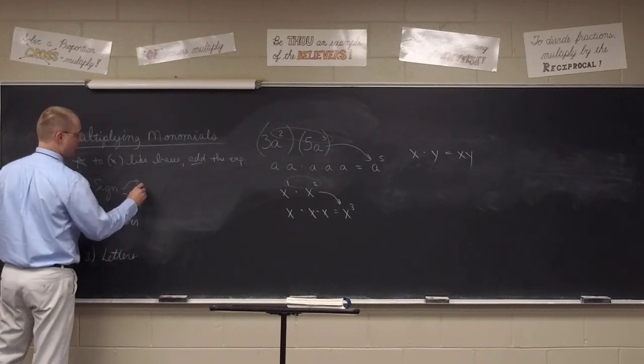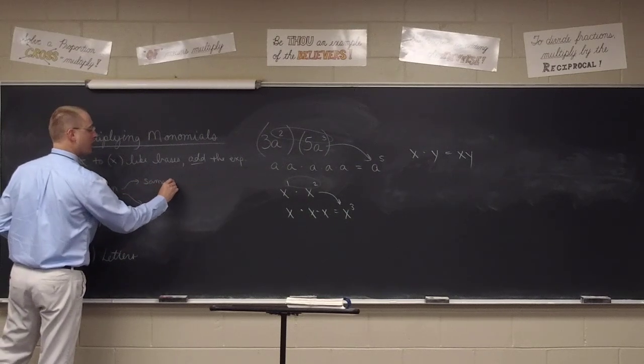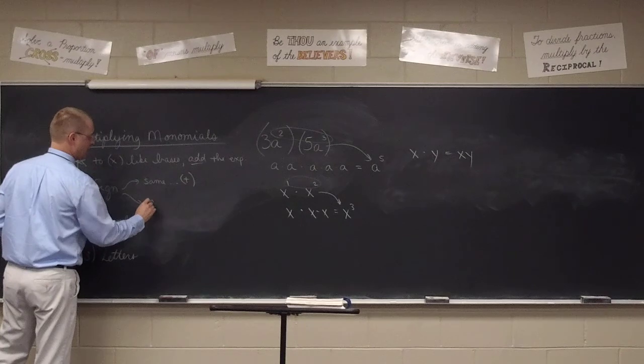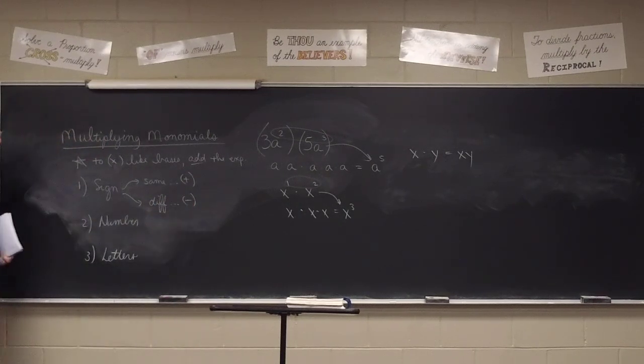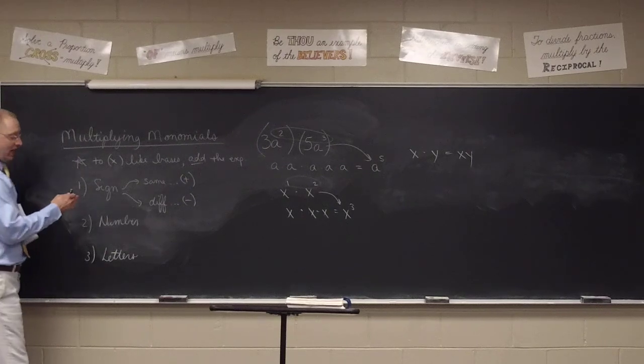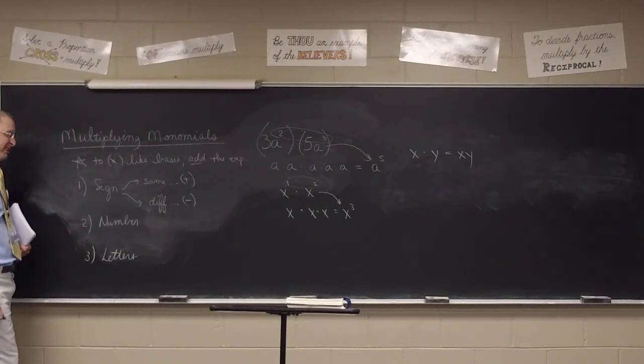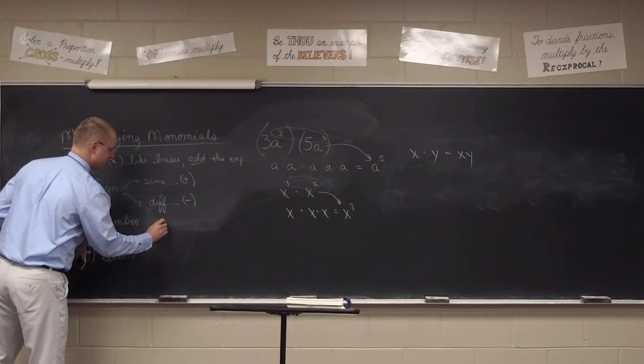Sign, very straightforward. There are two rules. If the signs are the same, you get a positive. If the signs are different, you get a negative. And that should also sound very familiar. We did that earlier this year with signed numbers. Now we're going to do that with signed monomials. Sign, number, letters. As far as the numbers, you just multiply.